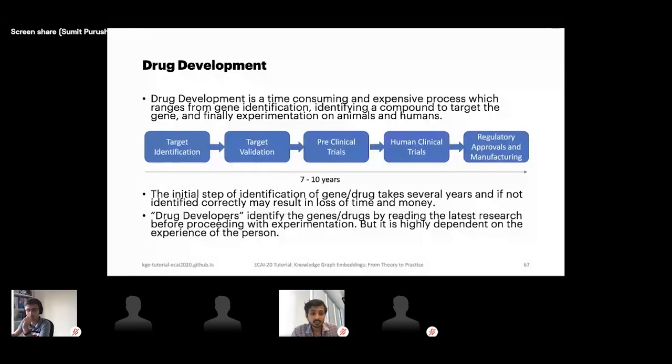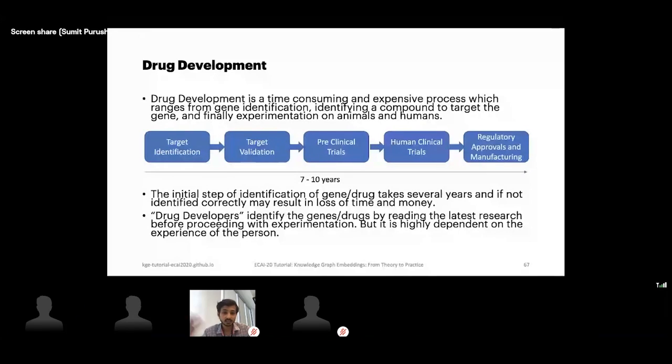So usually in the pharmaceutical industry, there are people who work specifically on this: the drug developers, and they do so by looking at the latest research that's out there. If you're interested in diabetes, you'll go online, look for different research, and do it yourself in your lab and so on. All this takes about 1 or 2 years for the very first step of identifying this gene. And it's highly dependent on the drug developer's experience, how good he is at choosing this gene.